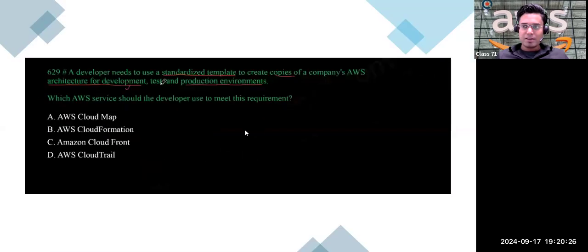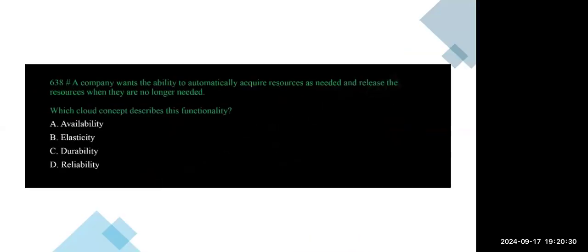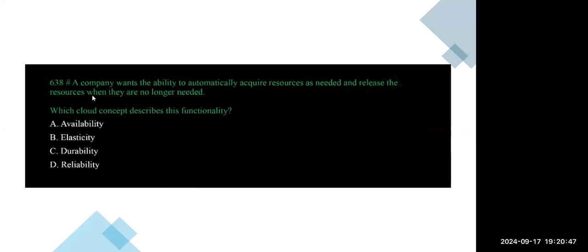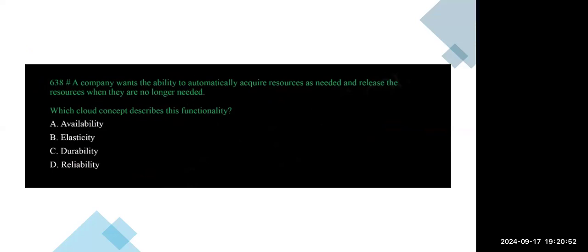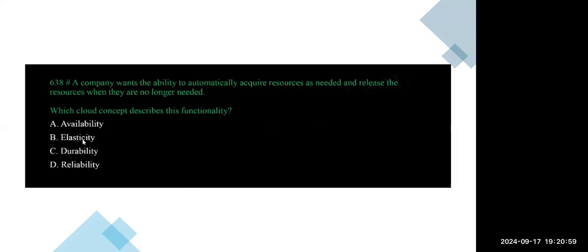Make sense? Yeah, but this almost sounds like scalability. But in this case, it's the availability of resources. No, basically they say a company wants the ability to automatically acquire resources as needed, and release the resources when they are no longer needed. Right. So isn't this scalability? It is scalability, yeah. So wouldn't that be elasticity?